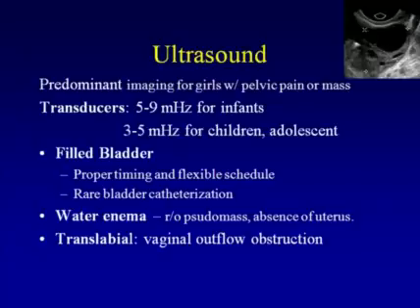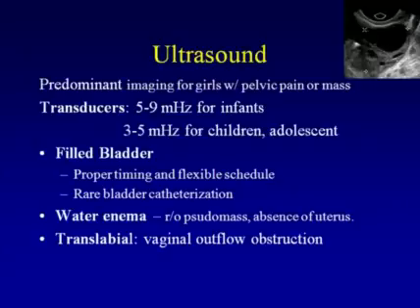Ultrasound is the predominant imaging for girls with pelvic pain or masses. We can use 5 to 9 megahertz transducers for infants and 3 to 5 megahertz transducers for children and the adolescent. It's important to perform the exam with a filled bladder. With young infants, proper timing and a flexible schedule allows us to successfully examine the pelvis without having to catheterize the bladder. At times, water enemas can be useful to rule out pseudomasses or to search for the uterus.